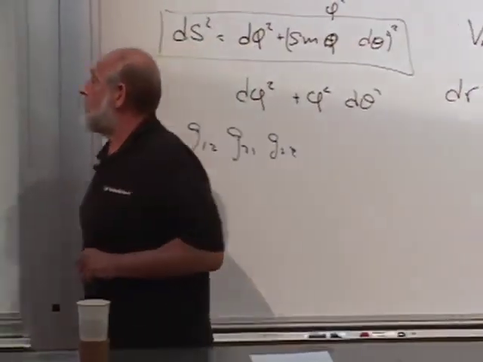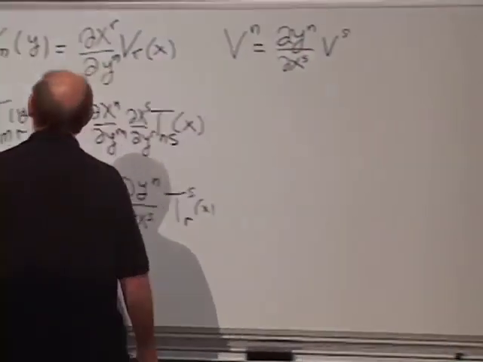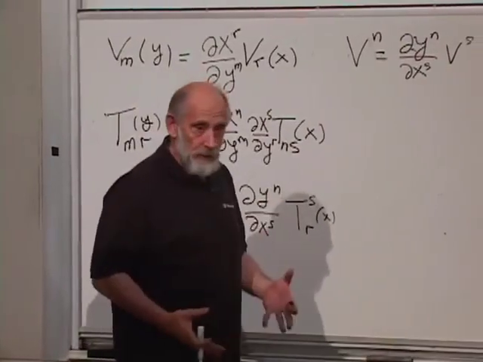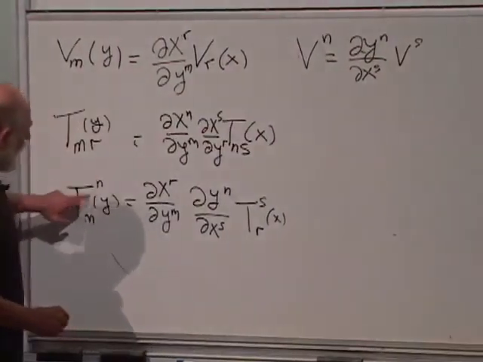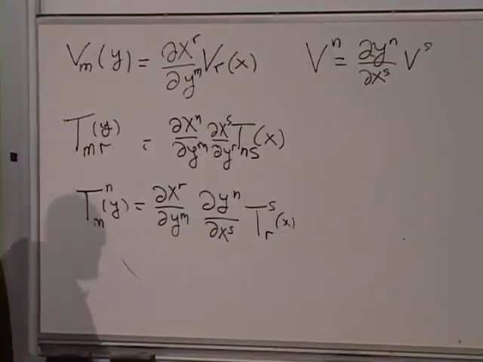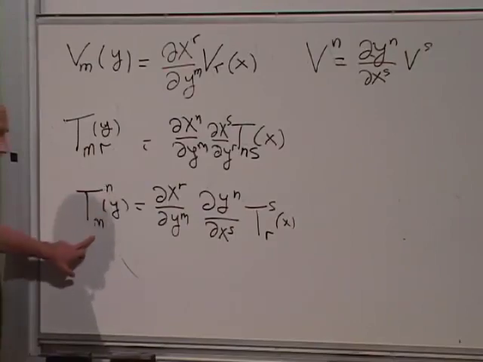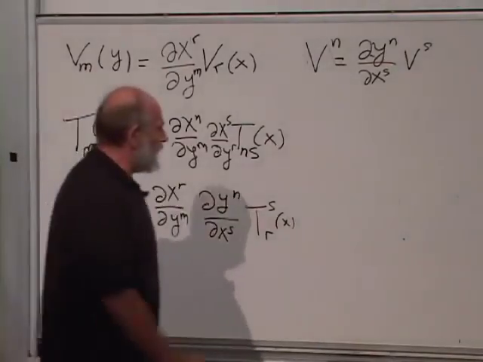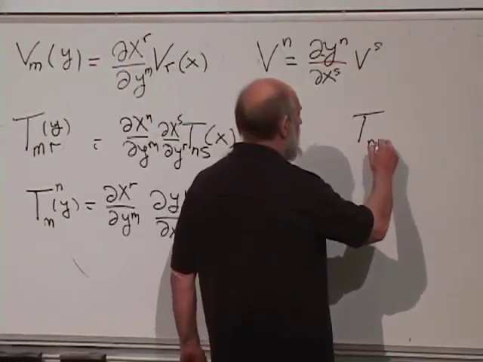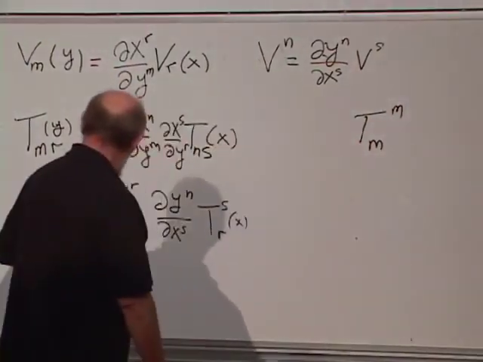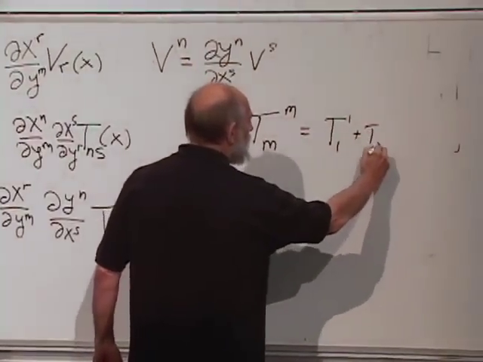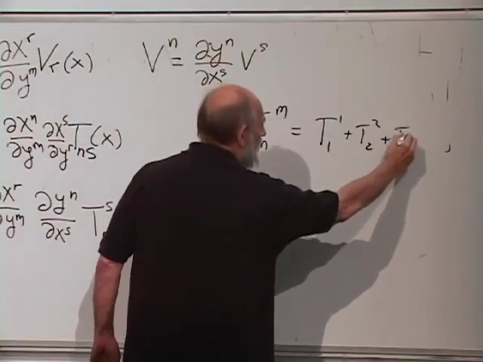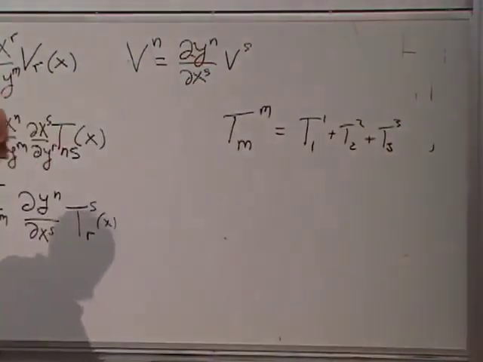Okay, let's do something else. Let's take this tensor which happens to have an upper and lower index. And now let's identify and sum the upper index with the lower index. In other words, let's take T^m_m. That means T^1_1 plus T^2_2 plus T^3_3, however many dimensions of space I have.